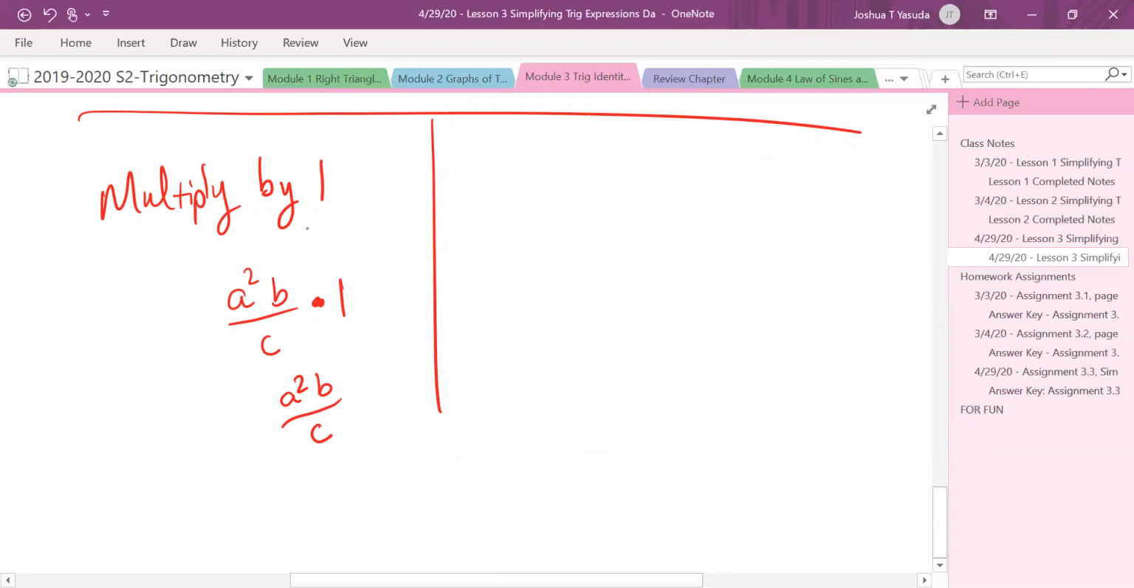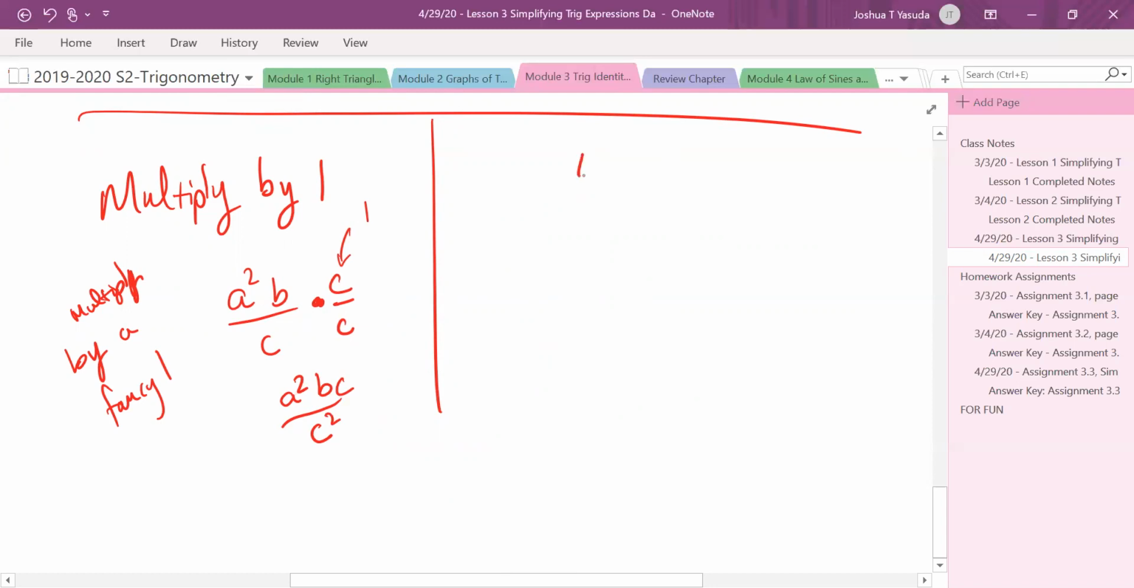But what you can do is multiply not just by 1, but by what I like to call a fancy one. Say you wanted c squared on the bottom. Well, if I multiply c on the bottom and c on top, what's c divided by c? This whole thing right there is 1, but now the problem is going to look different. It's going to be a squared bc over c squared, and the value is still the same, but it looks different.